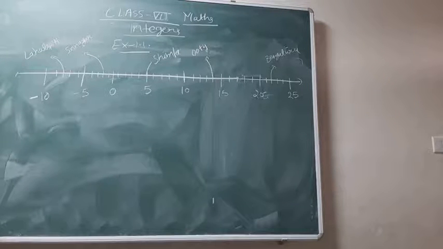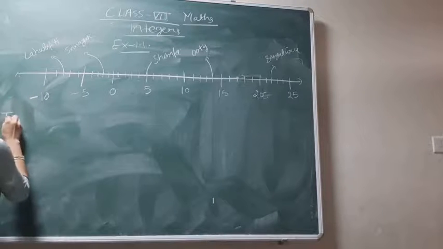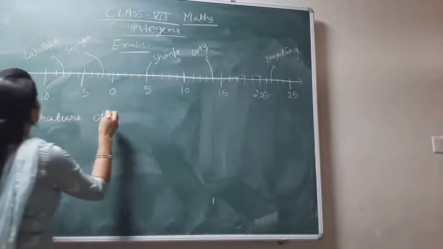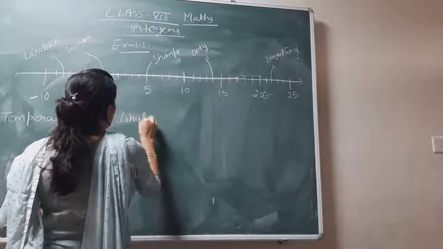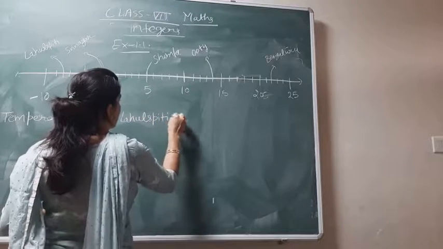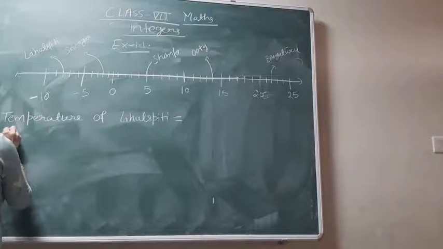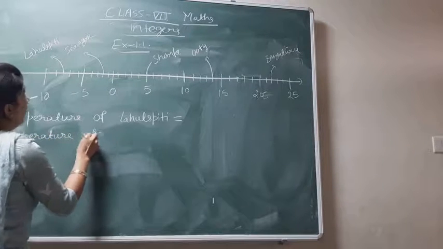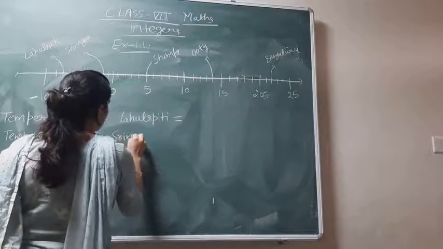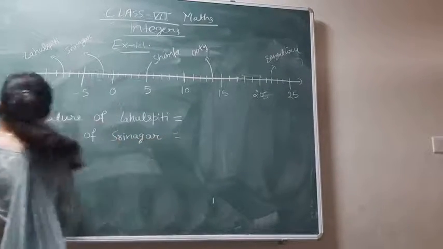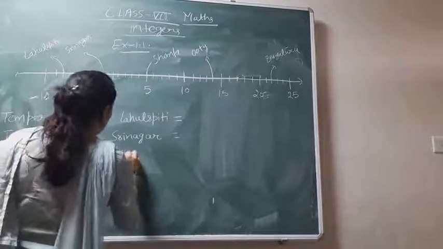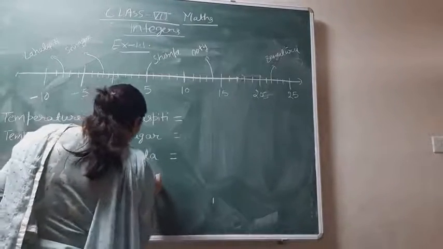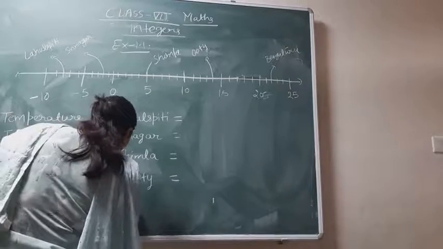First observe this number line. So firstly we will write the temperature of Lahul Spiti is equal to, firstly I am just writing temperature of Srinagar, temperature of, next is Shimla, then is Ooty, and then is Bangalore.